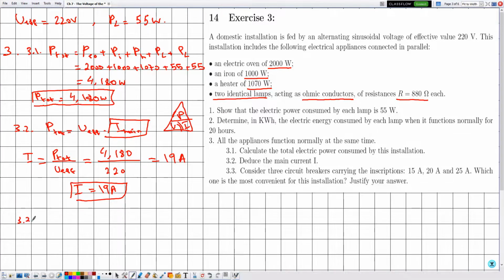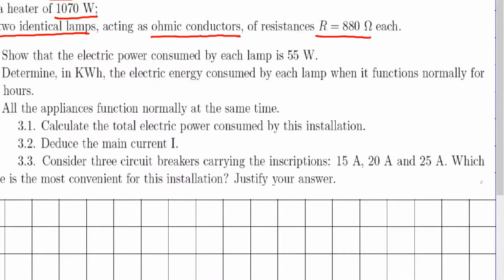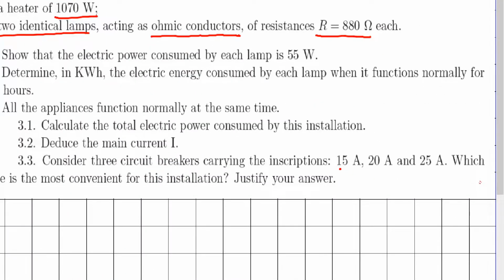Now in 3.3, they are telling us to consider the 3 circuit breakers carrying the inscriptions 15 amperes, 20 amperes, 25 amperes. So what does each of these inscriptions mean? They represent the rated current under which the circuit breaker protects the domestic installation. Now they are asking me which one is the most convenient one for this installation.